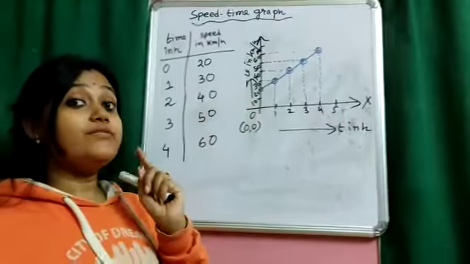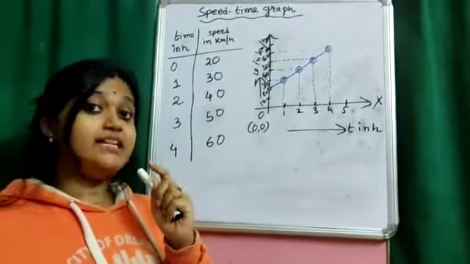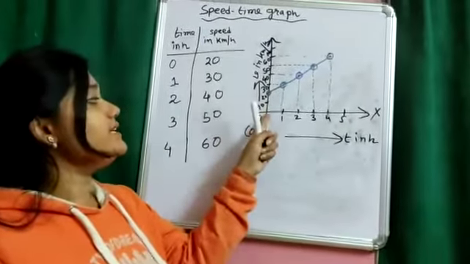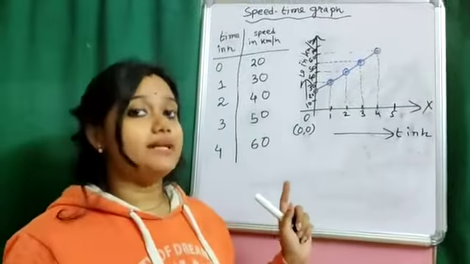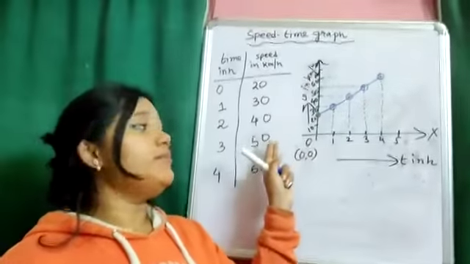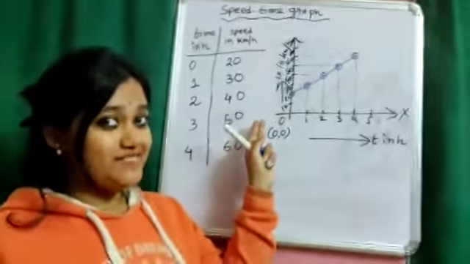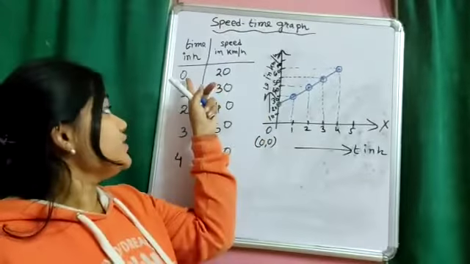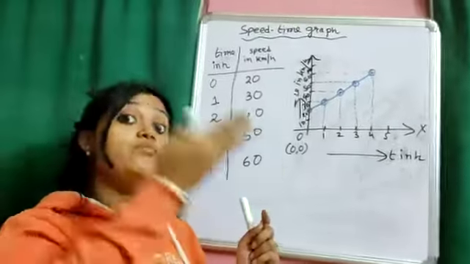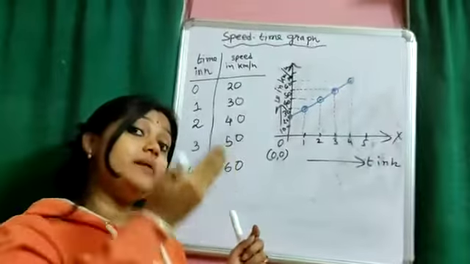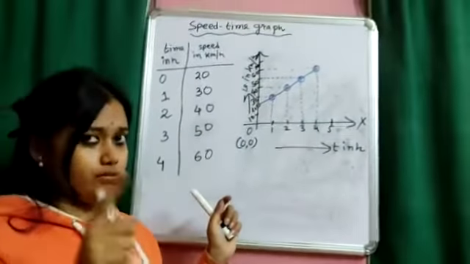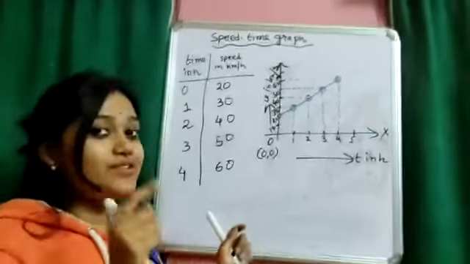But here the difference from the previous one is just one thing: in this case it is not passing through the origin. By counting backward, as you have learned in mathematics as well, you can find out when you started your stopwatch, how much time before that the speed was 0. That will be your homework. You need to do it at your home.